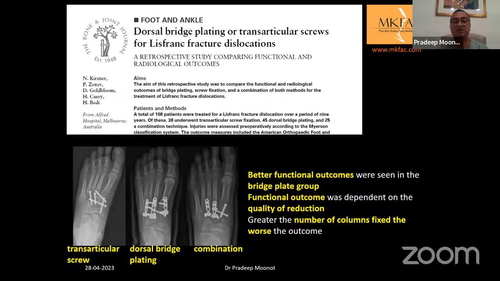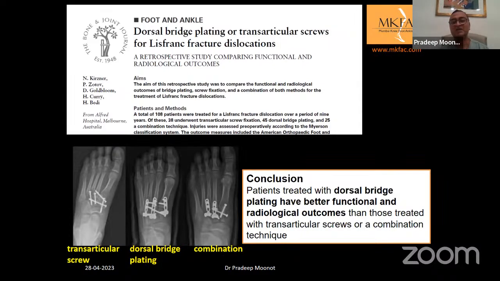Functional outcomes were dependent on the quality of reduction. That's what I say, get your anatomical reduction. And the greater the number of columns, the worse the outcome. That is quite understandable, logical. That means the greater the columns involved, the severity is quite high, so the outcomes will be affected. So patients with dorsal bridge plating had better functional and radiological results than a combination technique as well.